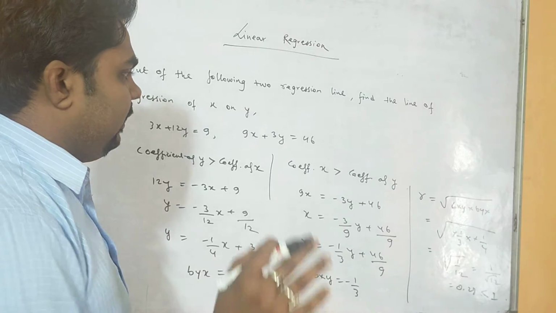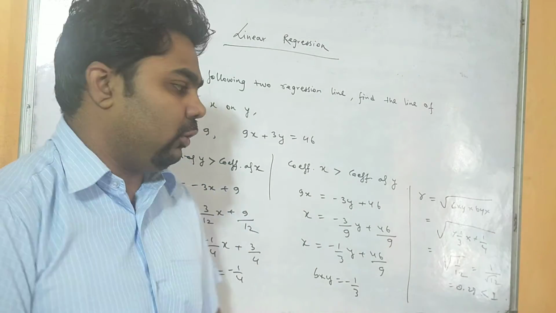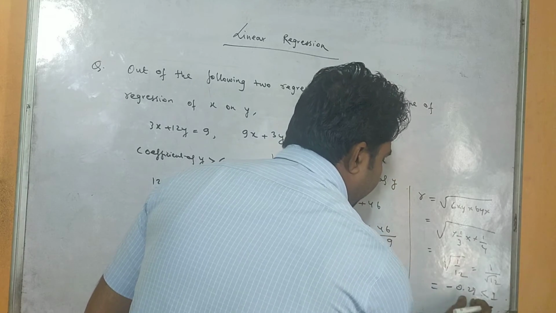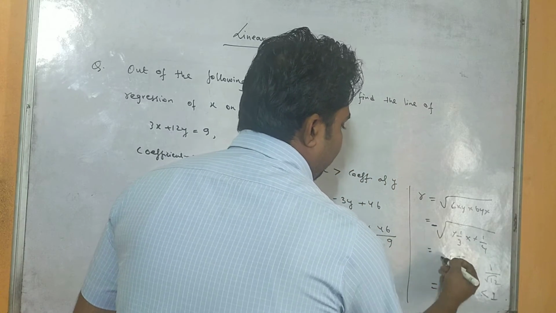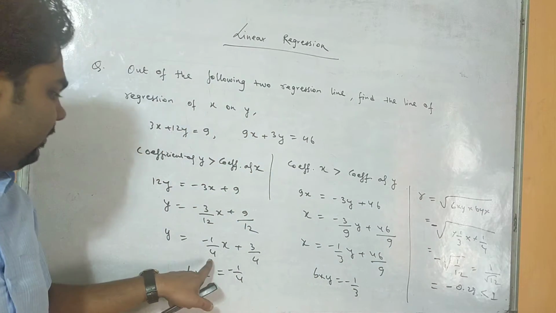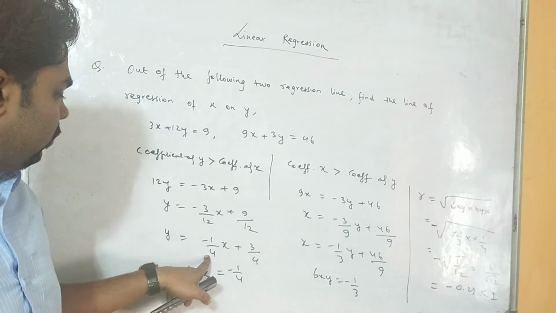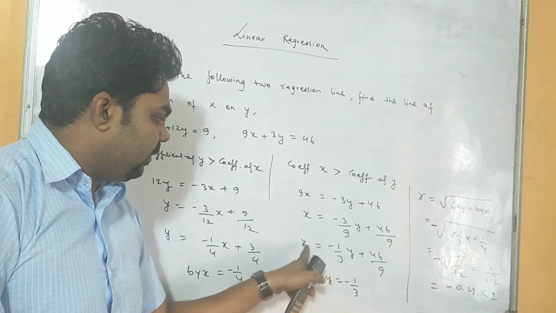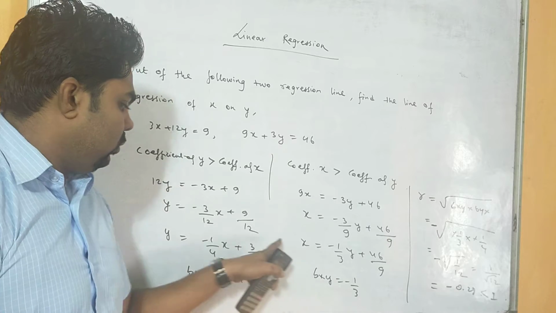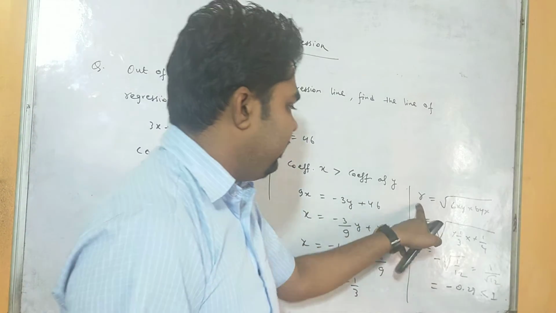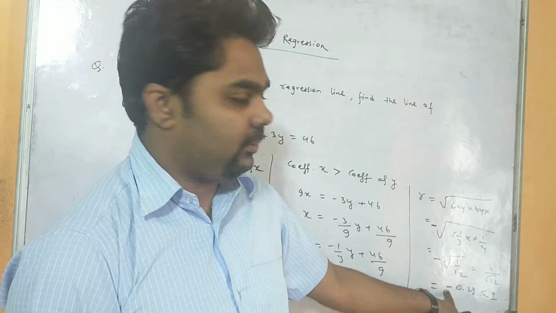But make sure, if the question asks to find r also, then your r will be negative. Whatever answer you get here, you will put one more minus outside. Why is the minus outside? Here you see this is the slope. Minus 1 by 4 is the slope of this equation. Minus 1 by 3 is the slope of the x on y equation. So if the slopes are negative in both lines, then the resultant will also be negative.